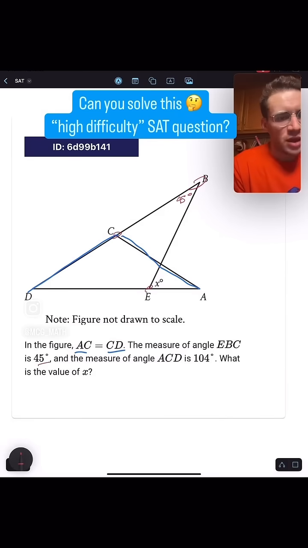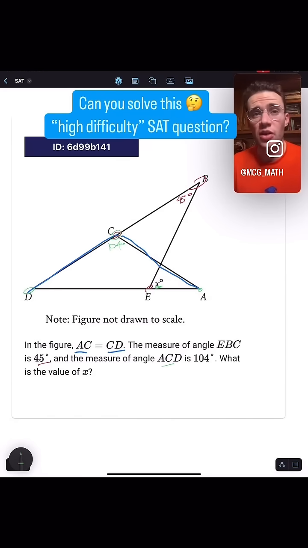The measure of angle ACD is 104 degrees. What is the value of x? X is right down here. We know that the internal angles of a triangle always add up to 180 degrees. We can figure out what this angle is here and this angle is here, and we can use that to figure out what x is.